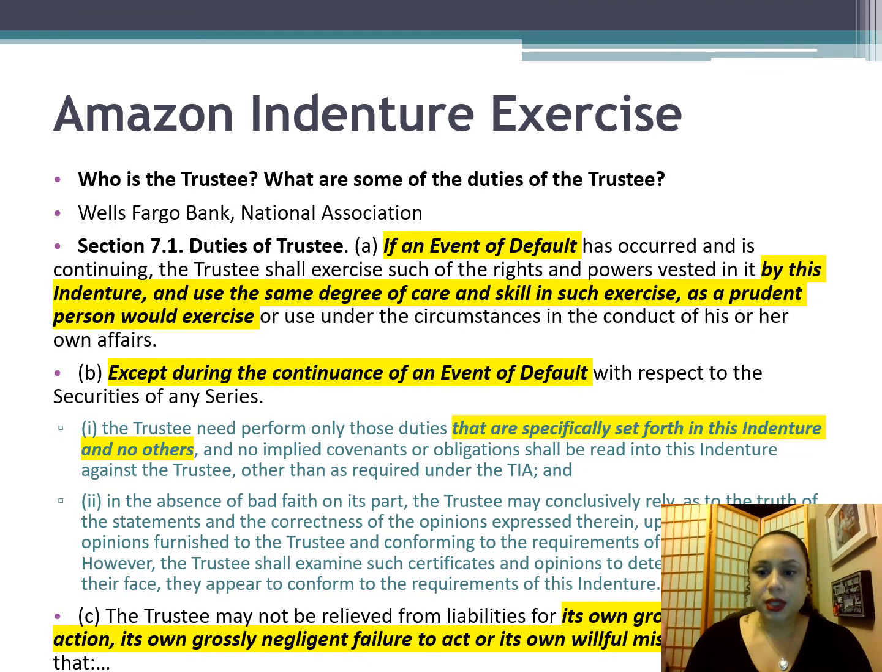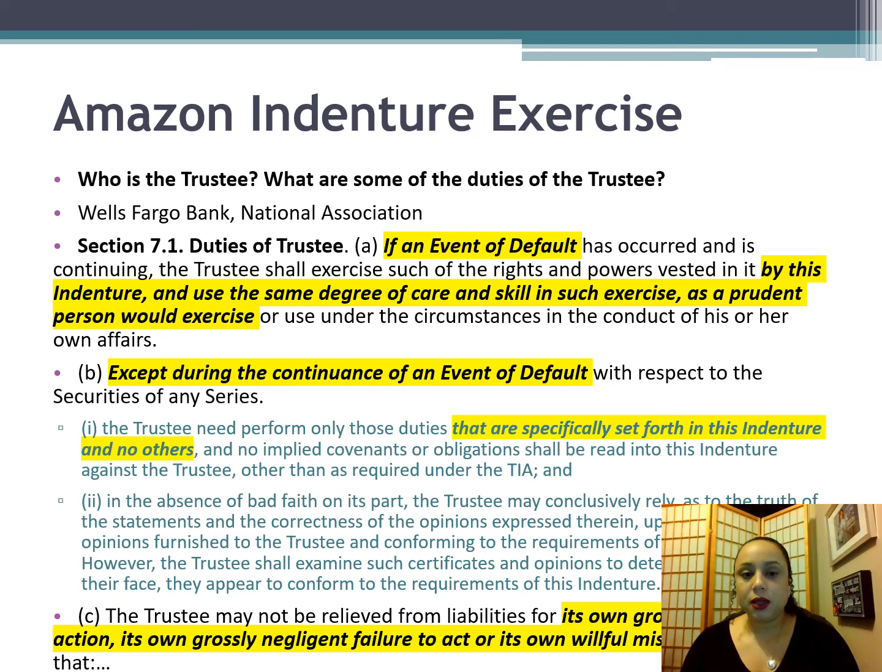Next question, who is the trustee? We kind of talked about who these trustees are, what kinds of institutions these trustees are. Here, the trustee is Wells Fargo Bank, okay? Fidelity was a trustee in one of our previous cases. And so what are the duties of the trustee? This is what I started to talk about in the last slide. Here's where you see the fiduciary duties of the trustee outlined, okay?